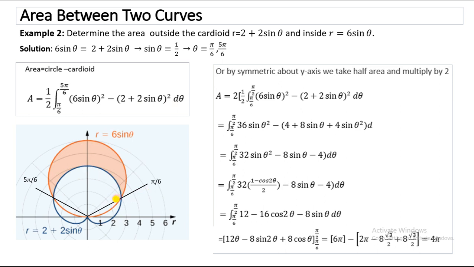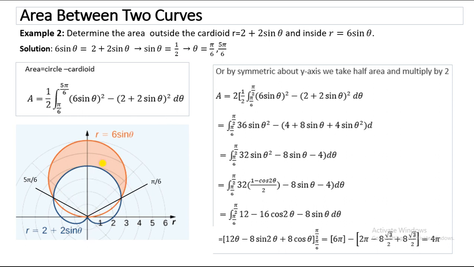Or by symmetry, in this area: outside the heart and inside the circle. The circle is r equals 6 sine theta, and the heart is r equals 2 plus 2 sine theta.